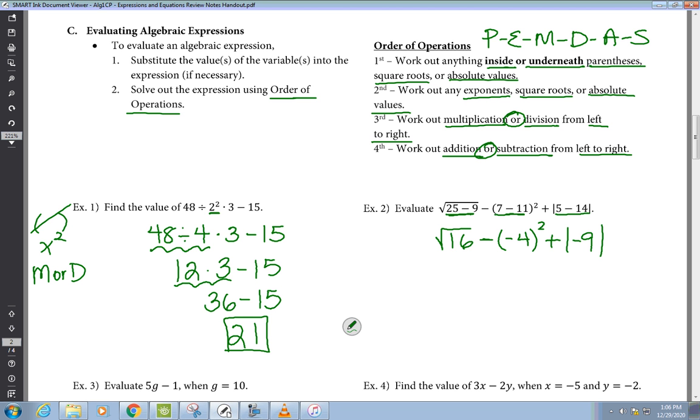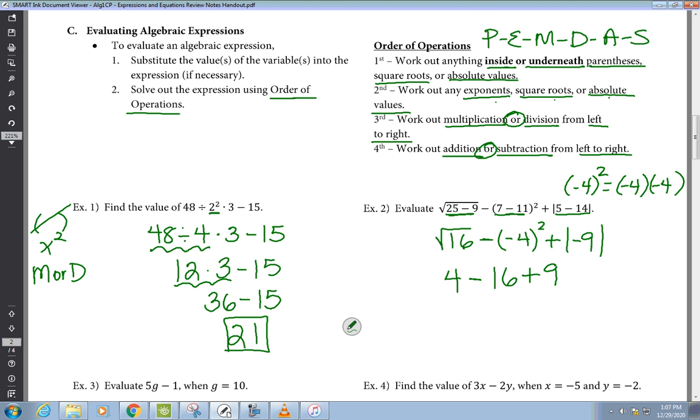Now we do our exponents, the square root, and the absolute value. So the square root of 16 is 4 minus negative 4 squared. So negative 4 squared is the same thing as negative 4 times negative 4, which would give you positive 16, plus the absolute value of negative 9 is how far negative 9 is from 0. It's 9. So now we're set up, ready to keep going.